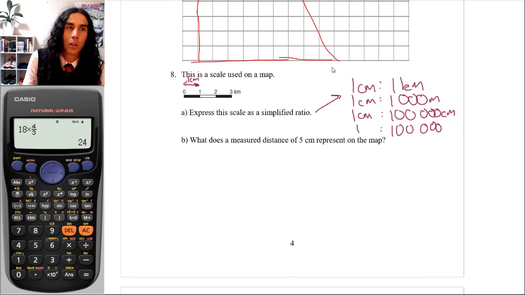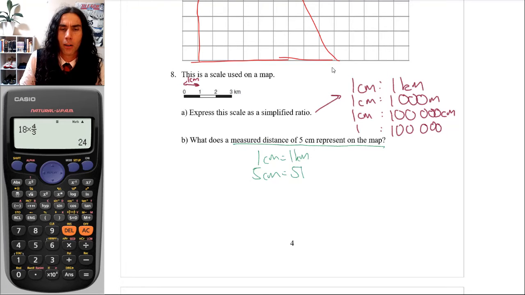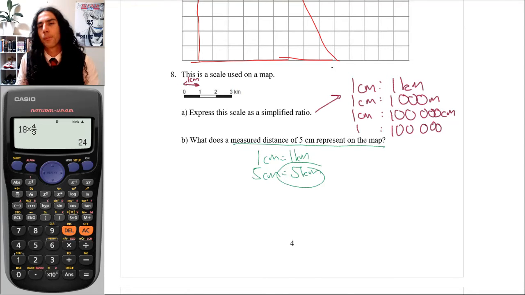Oh, what is a measured distance of 5 centimeters represent on the map? Well, 1 centimeter is 1 kilometer. So 5 centimeters is 5 kilometers. Wow. Part B was easier than part A. I know that's year 8 because I just taught it. Scrolling down.